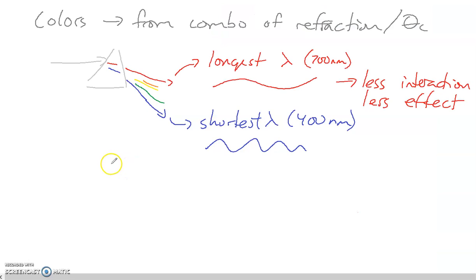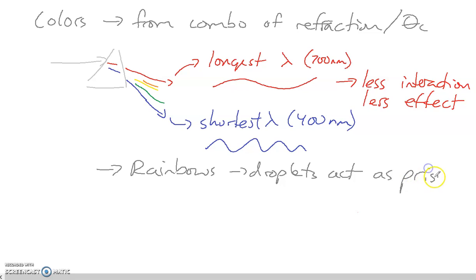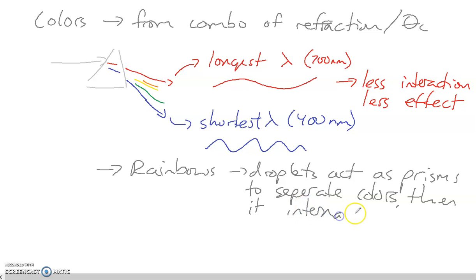So if we go back to this, we can also get colors from good old-fashioned rainbows. Basically, those little tiny droplets act as prisms to separate the actual colors, and then it internally reflects. So you get internal reflection afterwards.